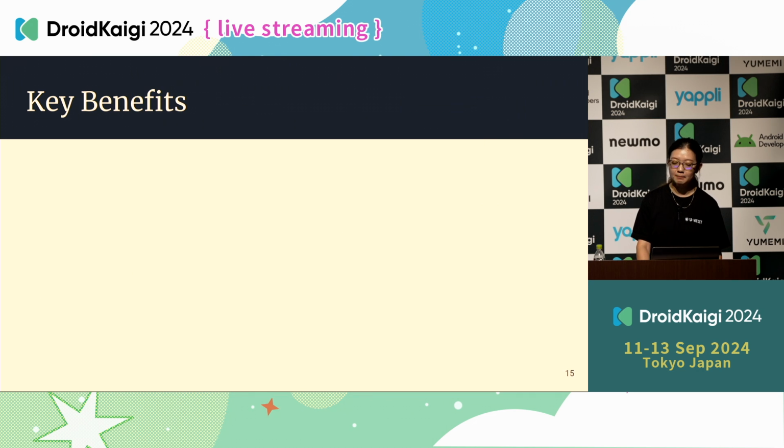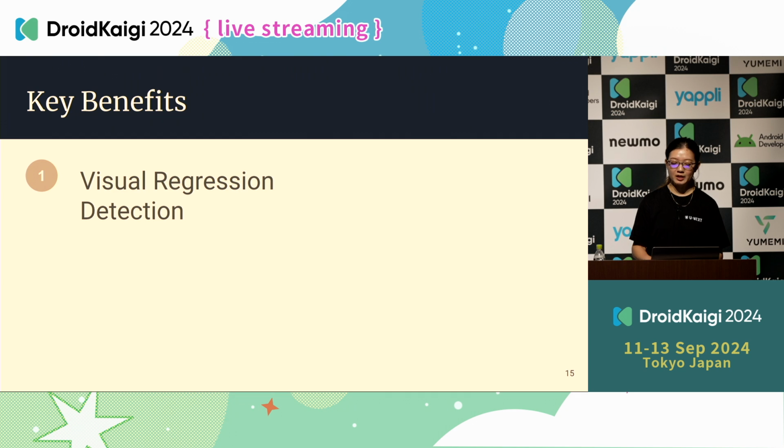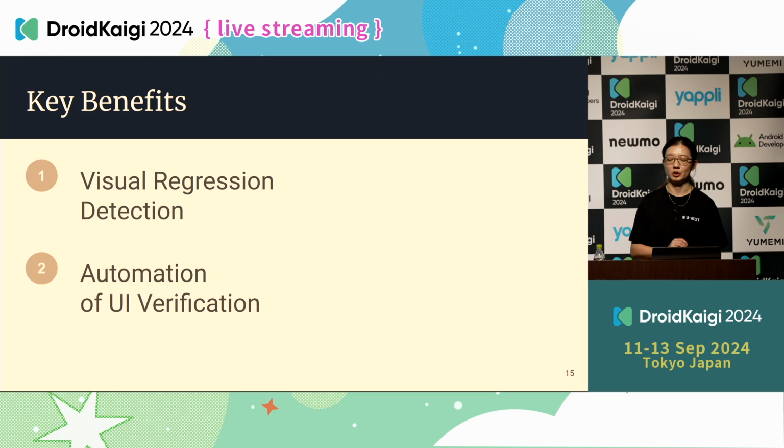Here are the key benefits of adding screenshot testing into your development process, which includes visual regression detection. This ensures that changes in the code don't unintentionally alter the appearance of the app. And the automation of UI verification, of course: instead of manually checking the UI after each change, it automates this process, saving time and reducing the potential for human error.